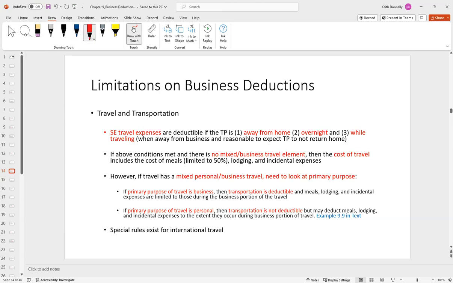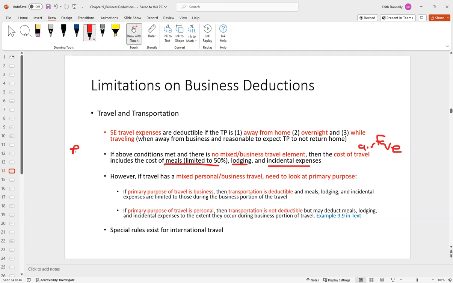If it's purely business, so if the above conditions are met, then the cost of travel, the airfare or whatever, like your train ticket, whatever the transportation is, you get that, you get meals, lodging, and incidentals, right?